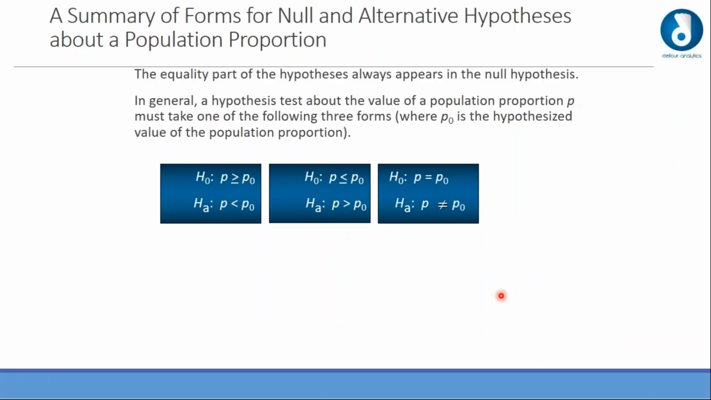Okay, so let us take a summary of all the possible null and alternate hypotheses about population proportion.